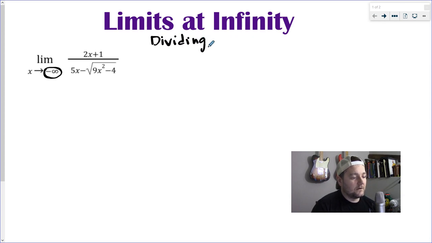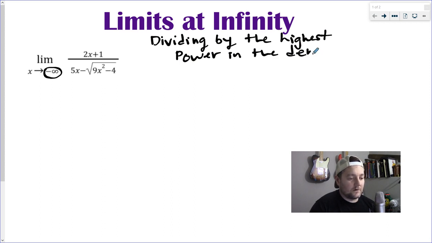Dividing by, the suspense is killing me, the highest power in the denominator. All right, so the highest power in the denominator. We don't want to get fooled either, so we have to be really careful and use our brains when we're doing this. Notice this big old fat root here. There's an x squared in it, and you might be jumping, x squared, highest power.